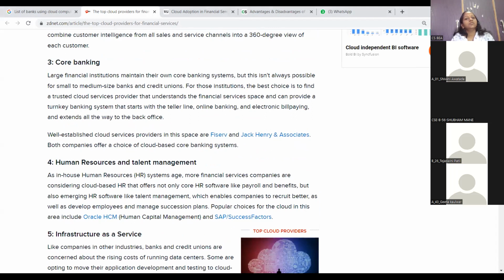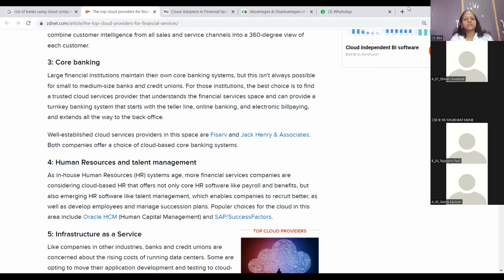large financial institutions maintain their own core banking system, but this is not always possible for small to medium-sized banks and credit unions. So for those institutions, the best choice is to find a trusted cloud service provider that understands the financial services space and can provide a turnkey banking system that will start with the teller line, online banking, and electronic bill paying and extend from there.